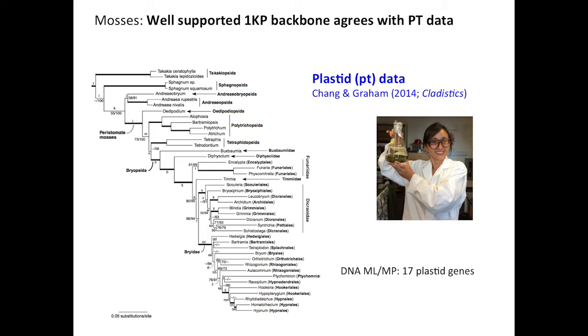But for me, the proof of the pudding for any phylogenetic study is to compare it to other studies and see if we resolve comparable sets of relationships. So this is a phylogeny produced a couple of years ago by Ying Chang in my lab. Ying is also here, based on a bunch of plastid genes. That's a pre-next generation data set, but a very good data set.